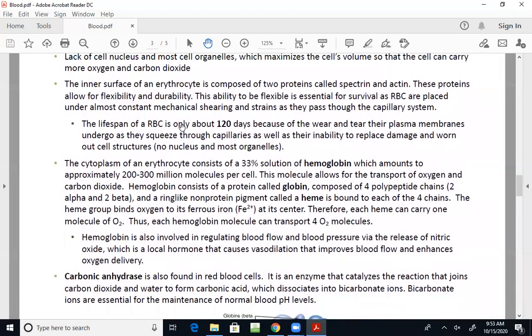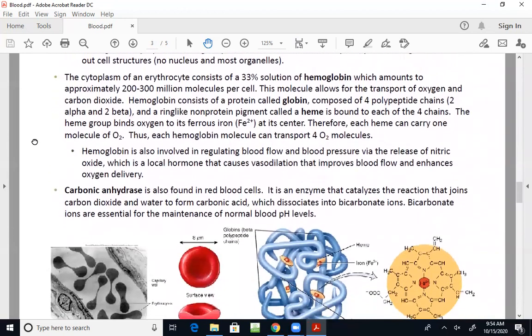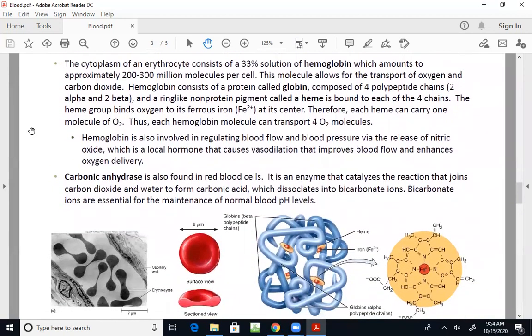Now, the lifespan of a red blood cell is only about 120 days, and that's because you can see down there in that picture, they are constantly undergoing wear and tear. Their plasma membranes undergo stress as they squeeze through the capillaries. But because they have no nucleus and most of the other cell organelles, they don't have the ability to replace things when they get damaged and worn out. So that means they just die off, and then we have to remove them from the circulation, which is a normal process because we're constantly producing new red blood cells to replace those that are dying off.